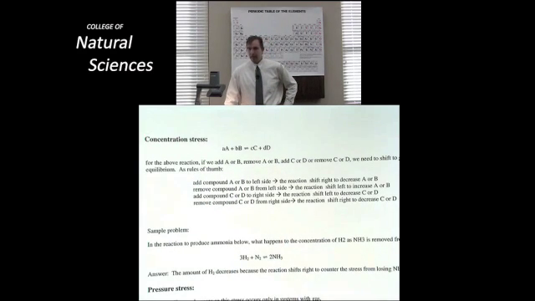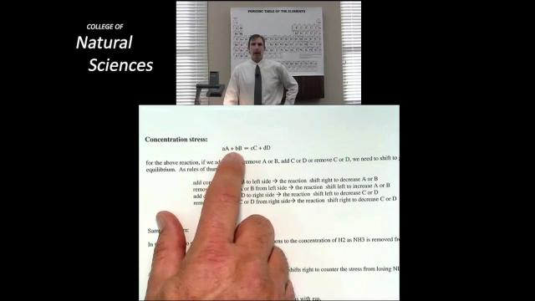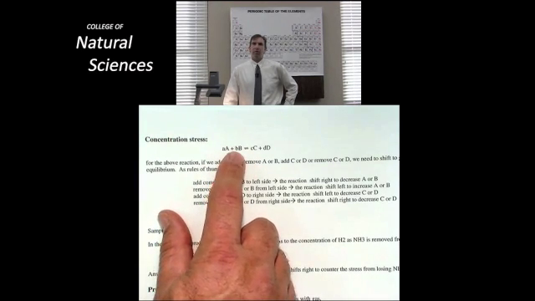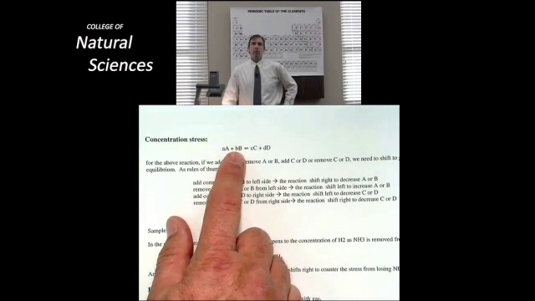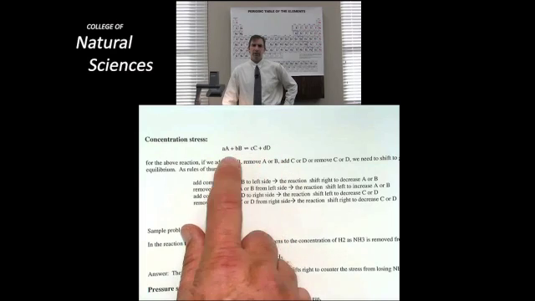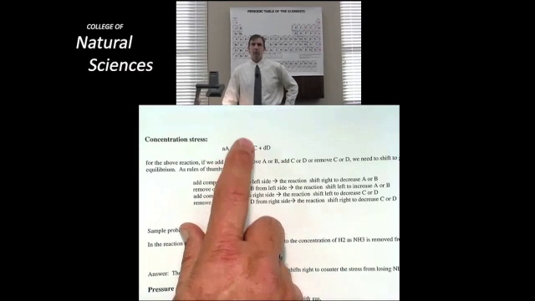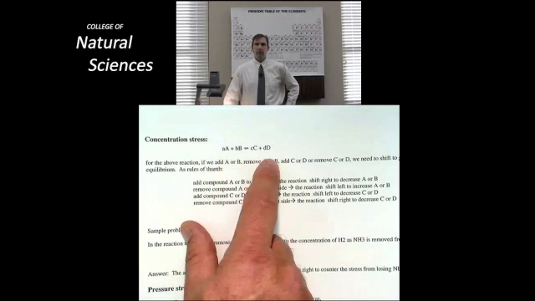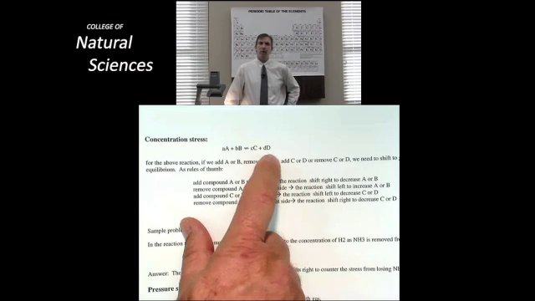If I add A or B to the system, the system says, I don't want more A or B. I have to shift to get away from having more A or B. So which way would you shift to get away from having A or B? Well, obviously, since A and B are on the left side, if I add A and B, you shift right to reduce A and B. Notice as a consequence, I make more C and D.